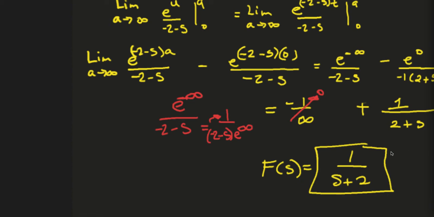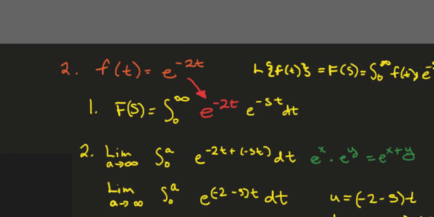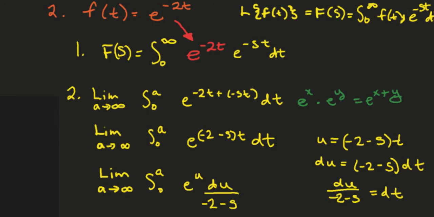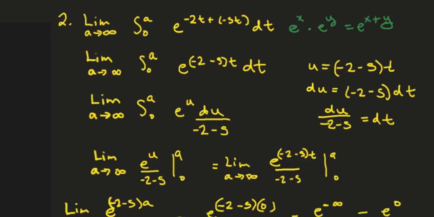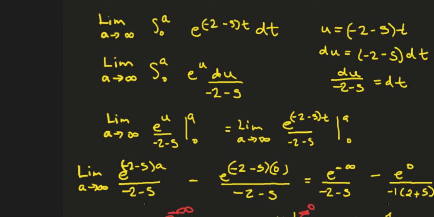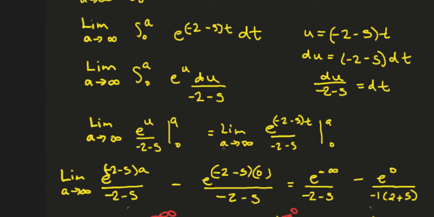Alright? So again, recap the steps: write down your definition, plug in your function, account for the improper portion of the integral, simplify using whatever algebraic rules you need to use, integrate. In this case it was a u sub, you might have to do integration by parts, so be up on your integration game.